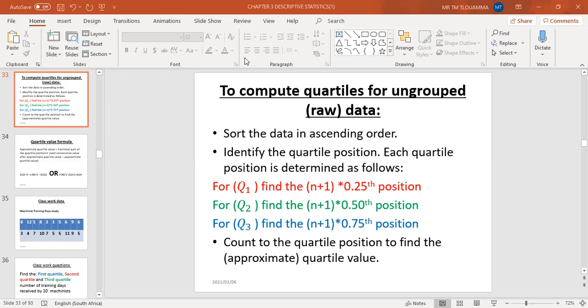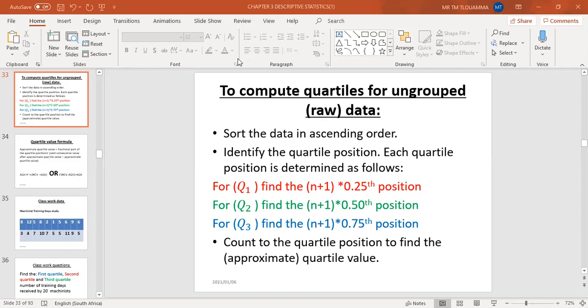Because I believe if we manage to calculate the Q1, Q2, the only thing that changes is the position, and the positions we're talking about are 0.25, 0.50, 0.75. For the quartile value, we're just going to use the very same formula of AQV plus F multiplied by NCV minus AQV. We're just going to use the very same things.